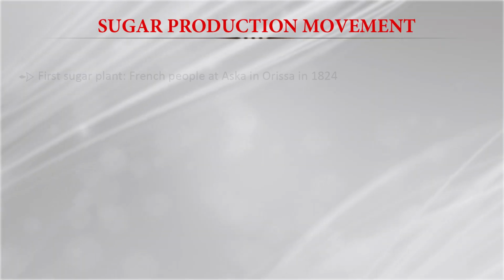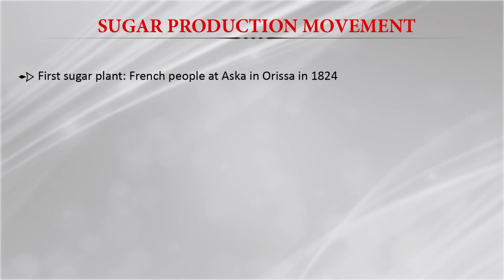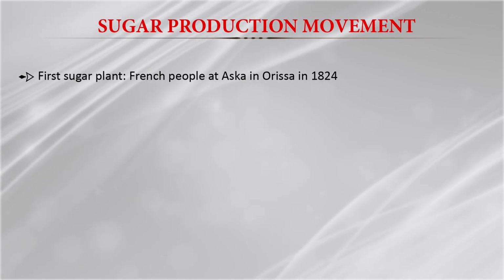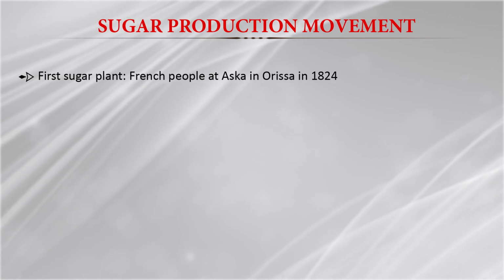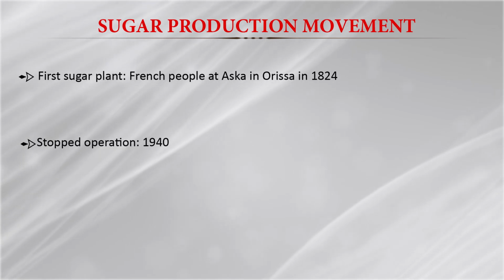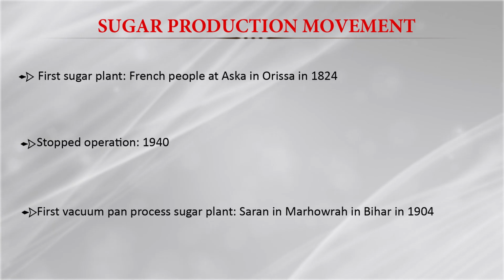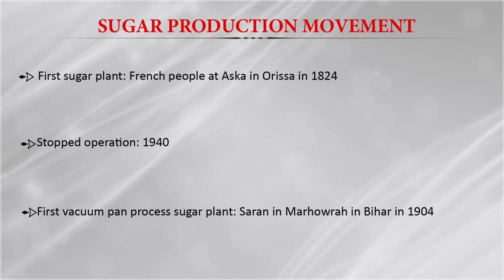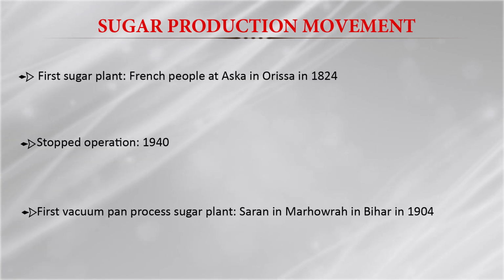Let us know about the sugar production movement. Actually, we have a history of sugar production from the 16th century, and there is a lot of literature available about that. In Odisha in the year 1824, the French established one sugar factory in Aska, but this factory stopped production in 1940. The first vacuum pan process sugar plant was established in Bihar in the year 1904 at Saran, Marhowrah in Bihar state.